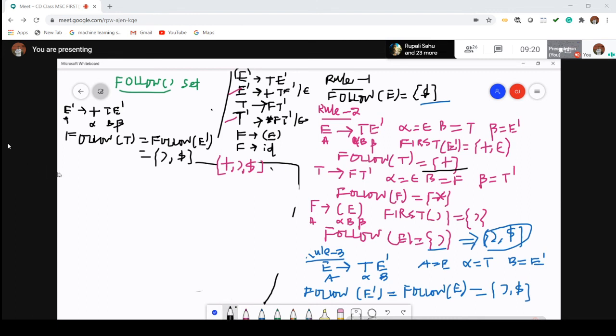Next production: E dash is completed, now T. The next production is T to F T dash. We have already taken this production as A to alpha B beta. We cannot take it again, so what is the alternate? We have to take A to alpha B.